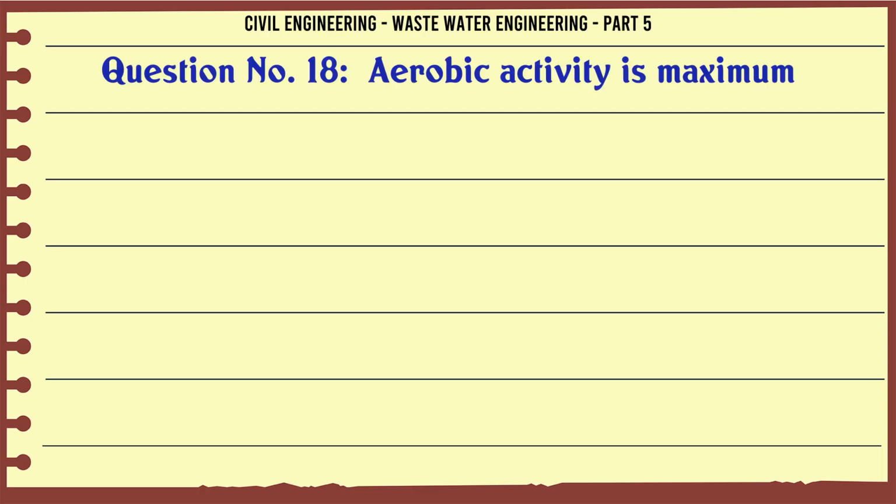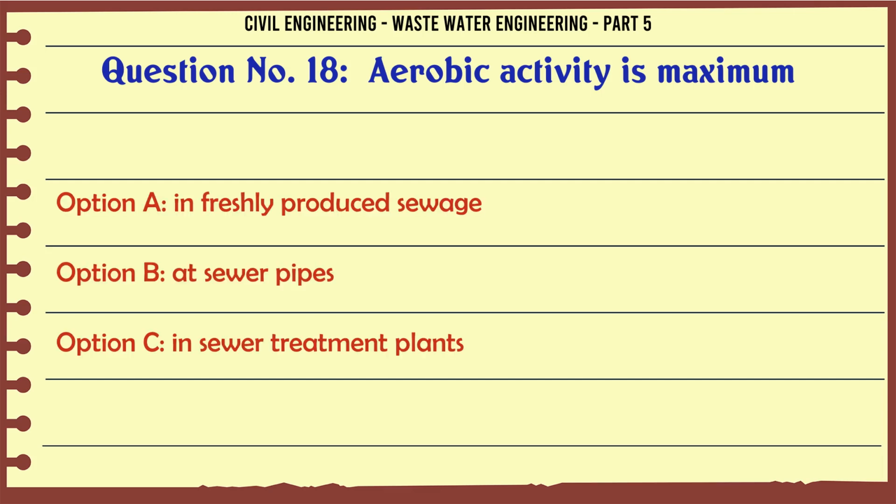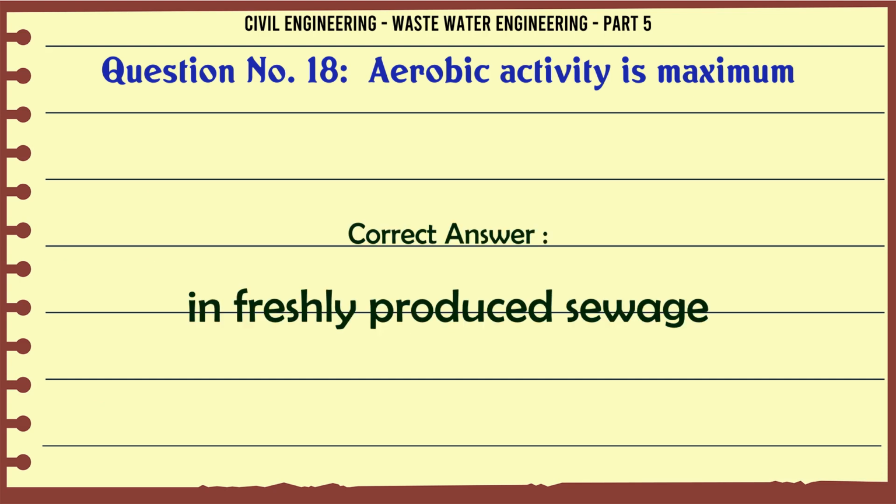Aerobic activity is maximum: A. In freshly produced sewage, B. In sewer pipes, C. In sewage treatment plants, D. None of these. The correct answer is in freshly produced sewage.